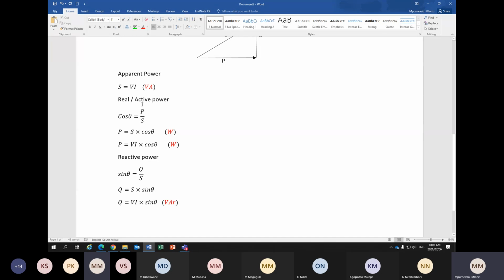The units for the real or active power, whichever name you prefer, is watts, and that of the apparent power is VA in terms of the units.